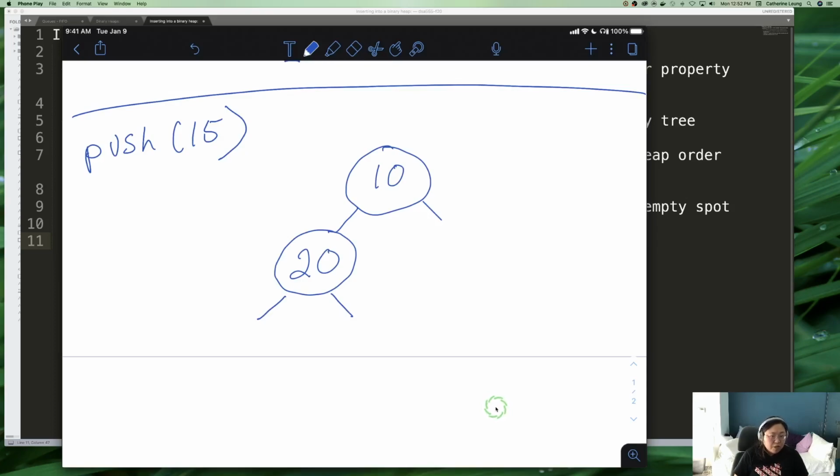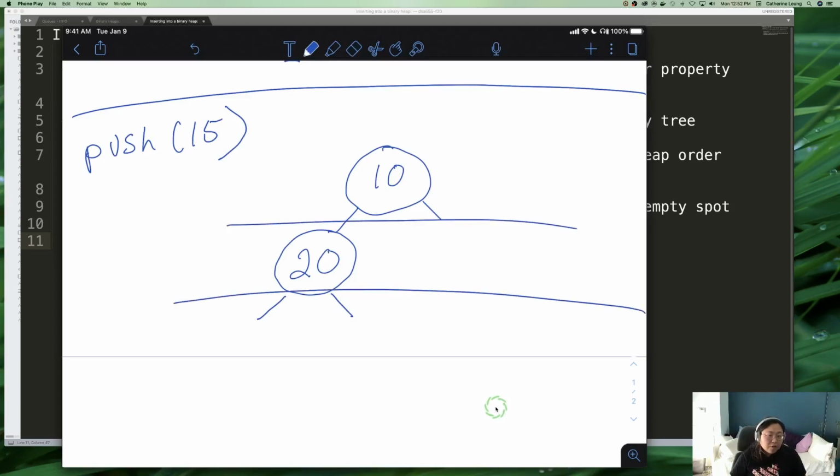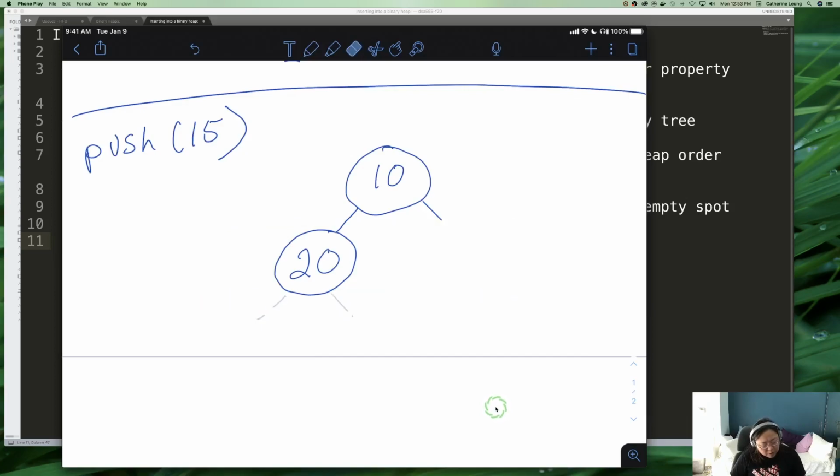However, for the tree to be complete, you cannot add a node to a lower level before you finish the current level. So remember, the level is the distance from the root. So the depth, remember. So you cannot add anything below 20 until you finish every node that is possible one above, which means that the empty node has to go over here.